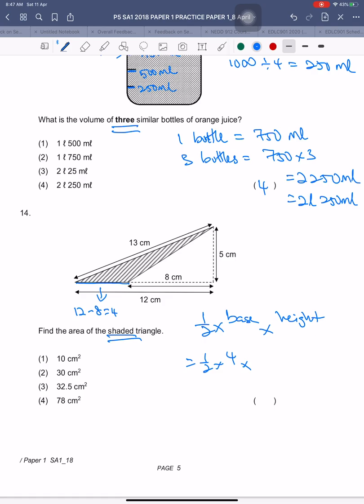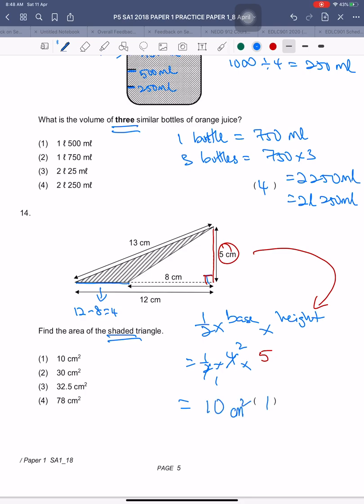The height will be here. This is the height. I'm going to use red ink. This is the height because the base and the height give you a right angle. So the height will be here, 5. So divided by 2, 2 times 5 is 10.